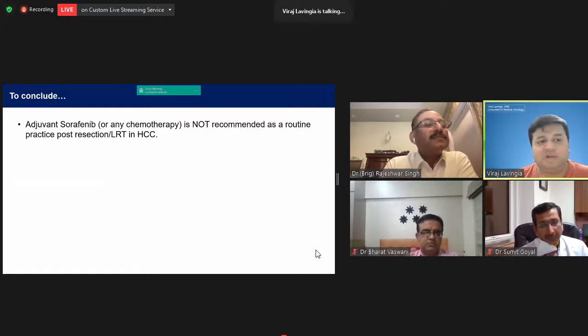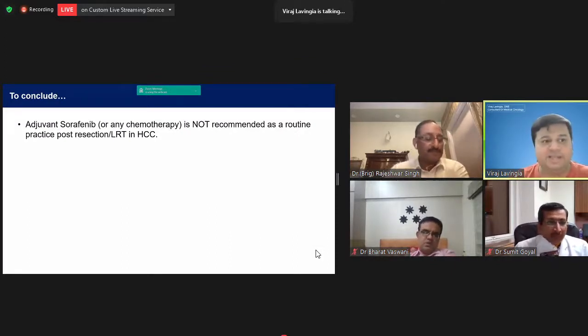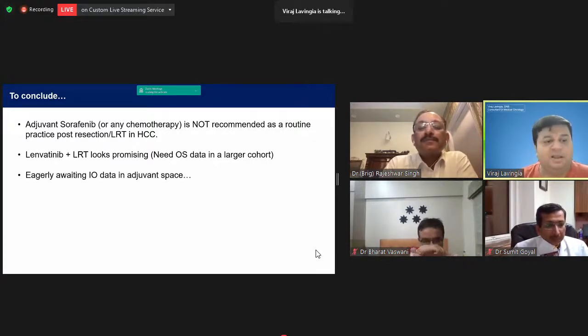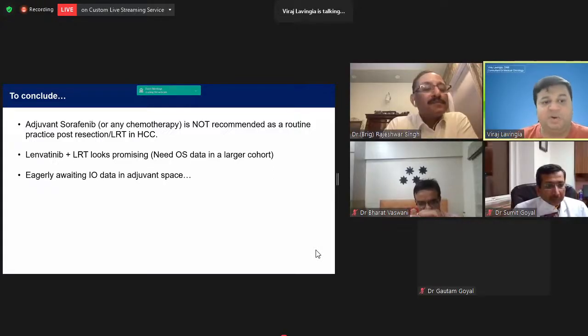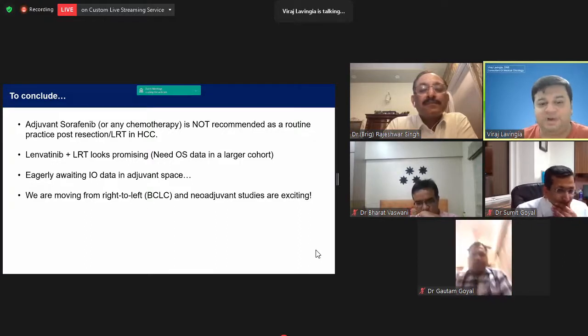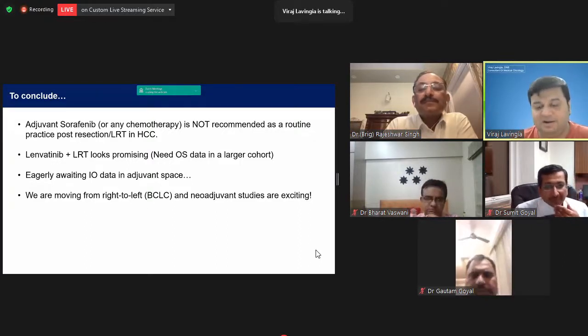So to conclude, adjuvant sorafenib or any other chemotherapy is not recommended today as a routine practice post-resection or transplant in HCC. Lenvatinib, a newer TKI, plus any locoregional therapy looks promising. Of course, we need more data. And we are eagerly awaiting IO data in the adjuvant space. And like I said, we are moving from right to left, and neoadjuvant studies are exciting.